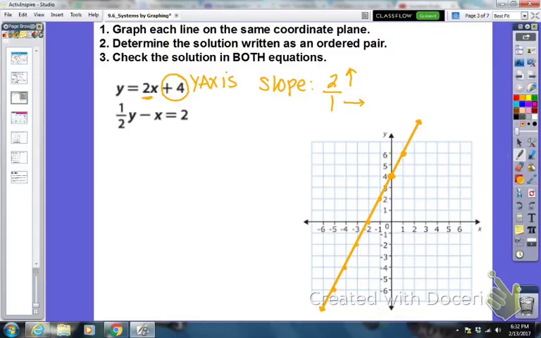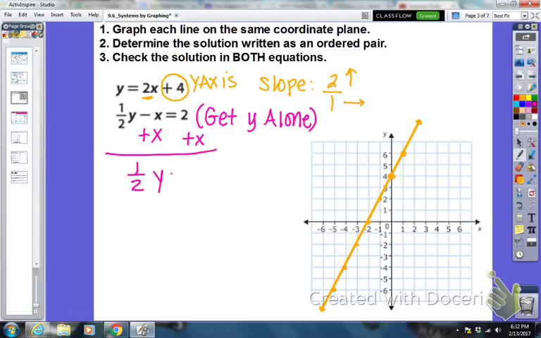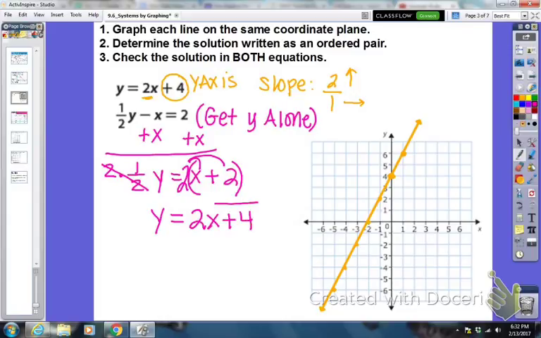All right, if you notice, equation 2 is not solved for y, so I need to get the y alone first. So I need to rewrite this equation so that y is on the left side by itself. So we're going to add x to both sides. You get 1/2 y equals x plus 2. To undo the 1/2, you're going to multiply by 2. I need to group this other side and multiply each piece by 2. So if you distribute, that's 2x plus 4. So this is the line that you're graphing now.